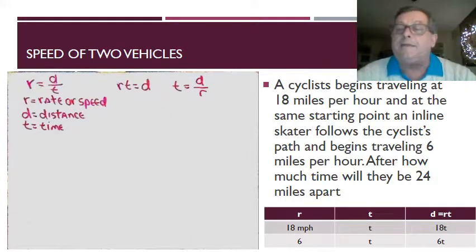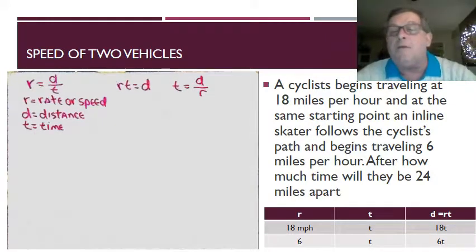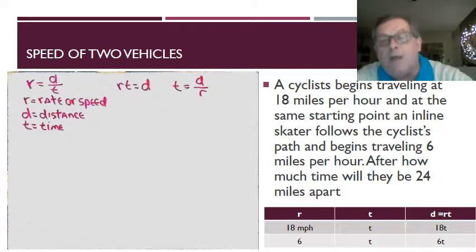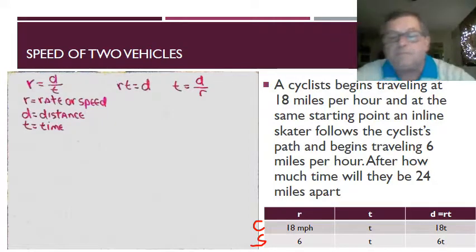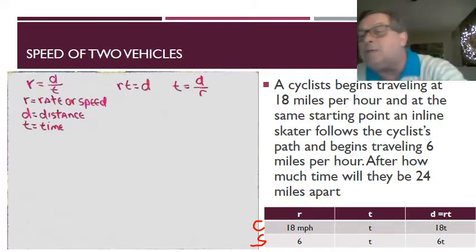And at the same starting point, an inline skater following the cyclist's path begins traveling at 6 miles per hour. After how much time will they be 24 miles apart? And so again, I make a little table. So I got a guy on a bicycle, and he's traveling 18 miles an hour, and I got a guy as a skater going 6 miles an hour. Now the difference is, though, these guys, they're headed in the same direction.